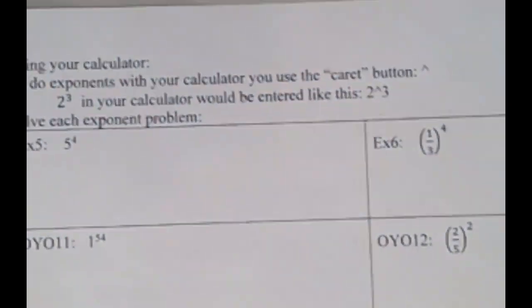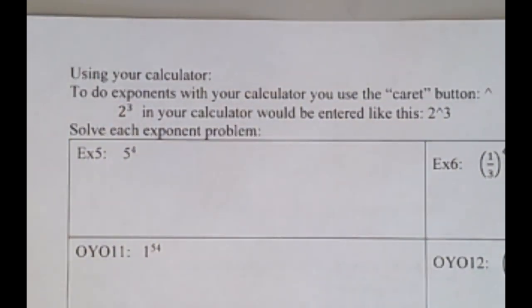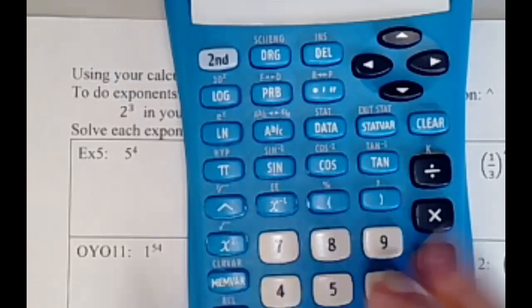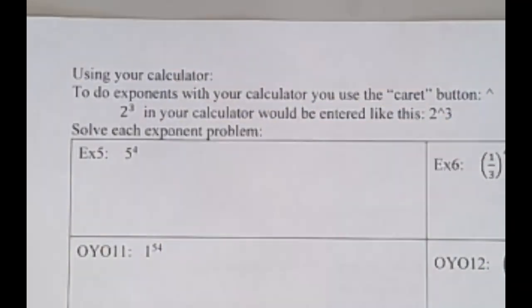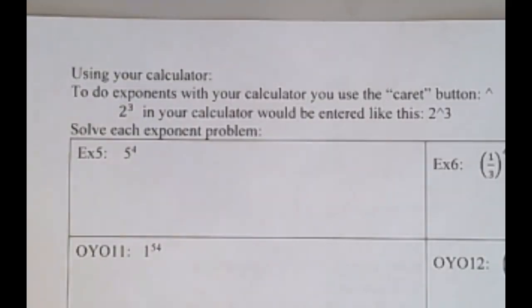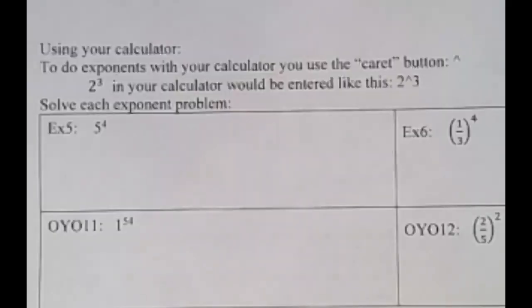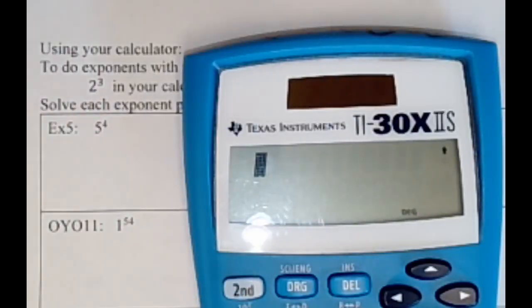So in the next example, what we're going to do is practice using our calculators, which I did mention as well. To do exponents in your calculator, you use what I call the caret button. So that's this button right here. That's what we want to use on your TI-30X if that's what you have. All you have to do is plug in exactly how you see it. So it's 5 to the power of 4. You plug in your base first, so 5. You hit that caret button.